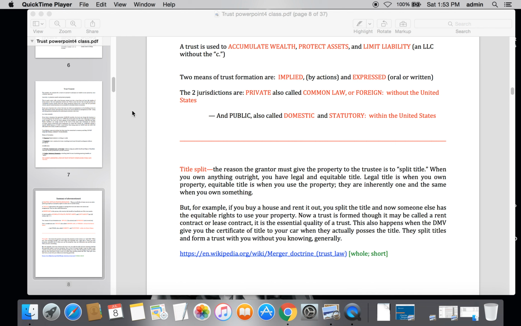So, for example, if you buy a house and you rent it out, you split the title, and now someone else has the equitable rights to use your property. If any of you out there own property, what you've done when you've rented that property out is you've given equitable title to the renter. Now a trust is formed.